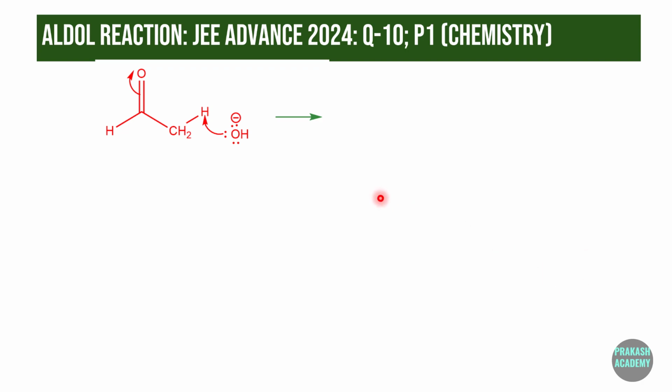So let us try to write the mechanism. We have acetaldehyde, so this molecule is acetaldehyde, CH3CHO. Now it is reacting with base OH minus, and this OH minus is coming from NaOH. Now this hydrogen is acidic, because of this carbonyl group, this alpha hydrogen becomes acidic. OH minus is a base and it will take this H plus and form an H2O molecule. At the same time this bond pair will come to this carbon and form a carbanion. So now I have a carbanion and a water molecule.